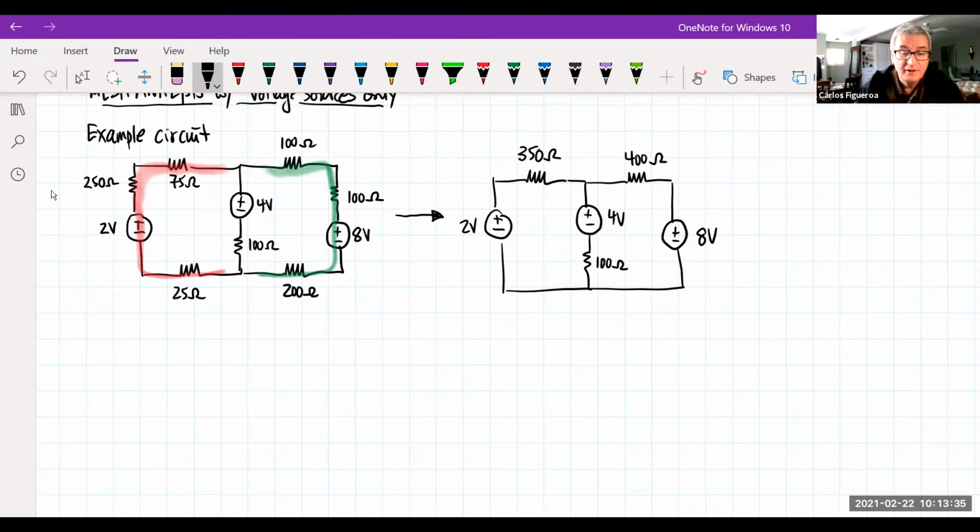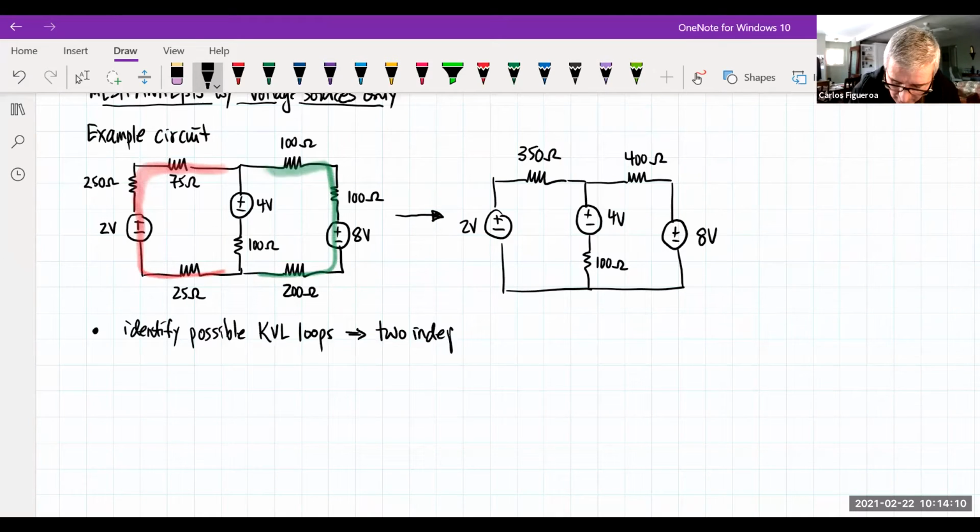So what we're going to do here is go through and start applying KVL. What I'm going to first do is identify possible loops. What I'm really looking at is what possible KVL loops there are. Now note that there are 3 possible loops, but there's really only 2 independent loops. So how am I going to choose them?